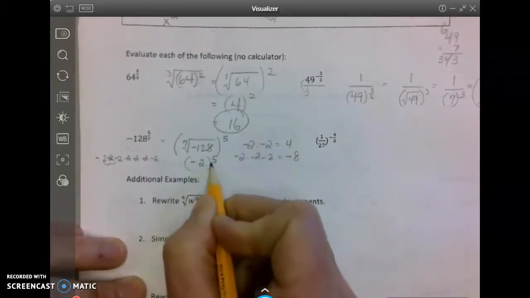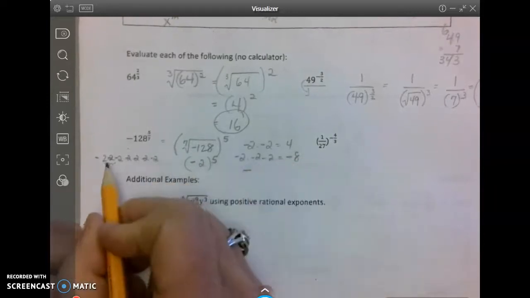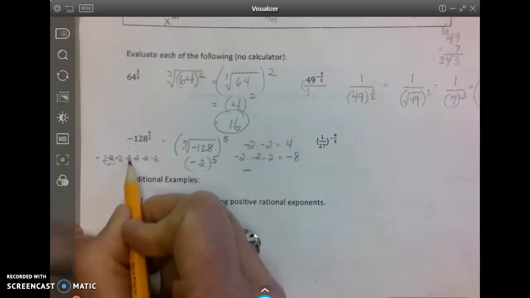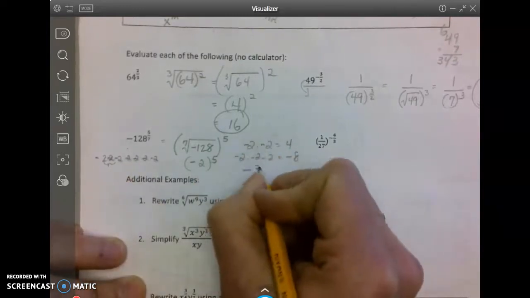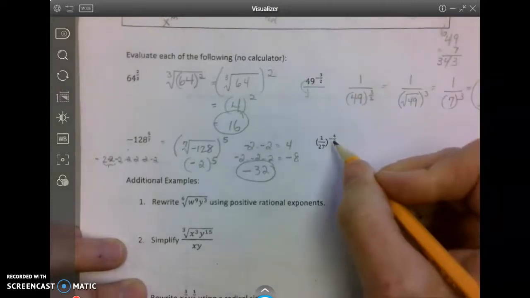So negative 2 to the 5th, I know is going to be negative, and 2 to the 5th, 2 times 2 is 4, times 2 is 8, times 2 is 16, times 2 is 32. If you do enough of these without the calculator, you're going to learn 2 to the 5th is 32, 2 to the 4th is 16. The only way you're ever going to learn stuff like that is if you practice doing these without a calculator.